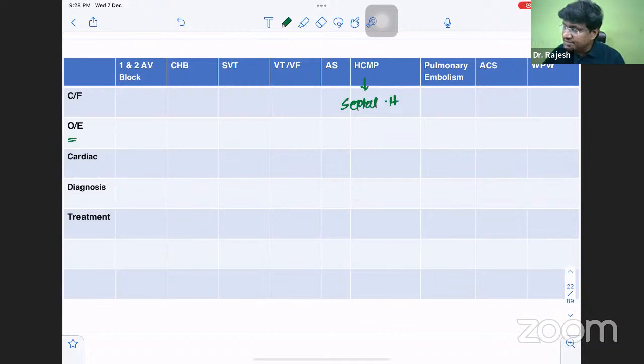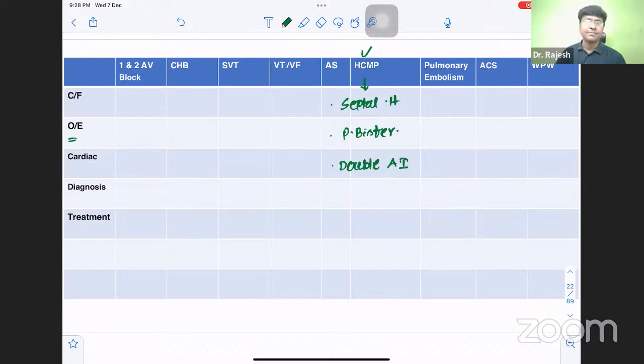And on examination, what is a very important finding in hypertrophic cardiomyopathy? The very important finding is a characteristic pulse, and this characteristic pulse will be pulsus bisferiens. And on cardiac examination, they will have a double apical impulse. And they will also have a double carotid upstroke. And how will you diagnose? You can diagnose it by your 2D echo. Or even the ECG also will help in diagnosis of hypertrophic obstructive cardiomyopathy.